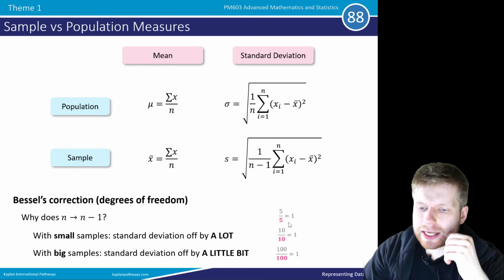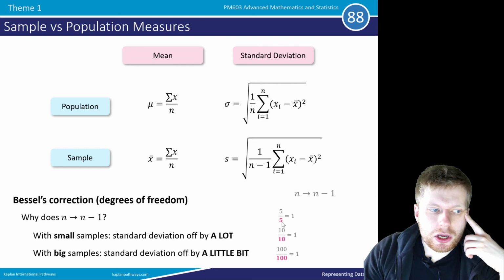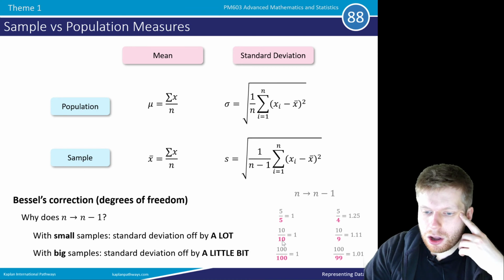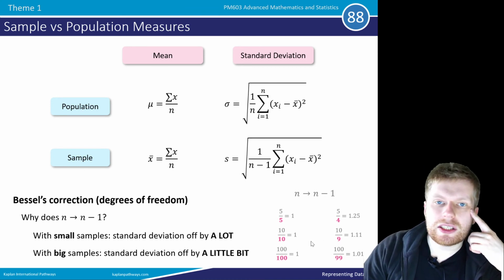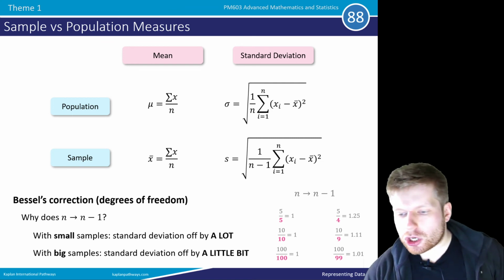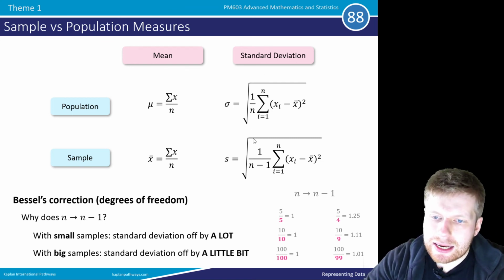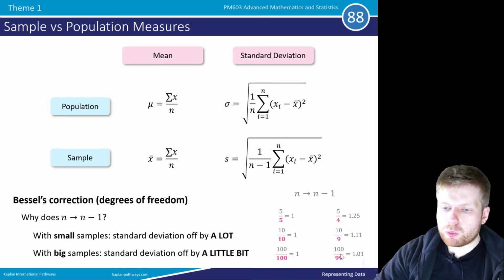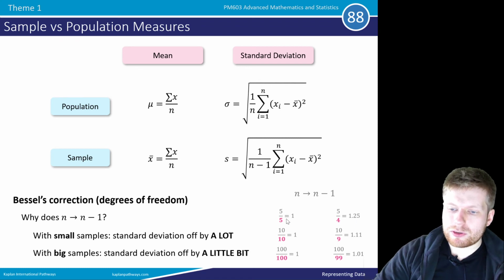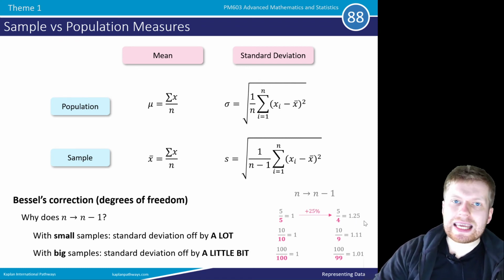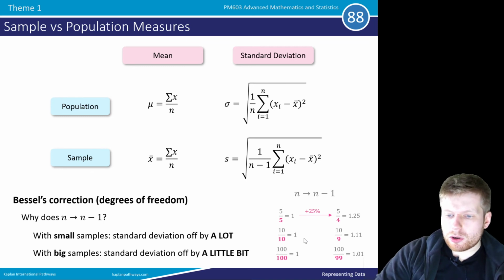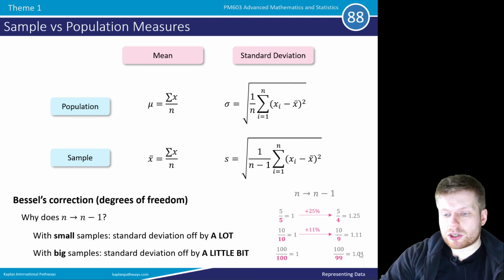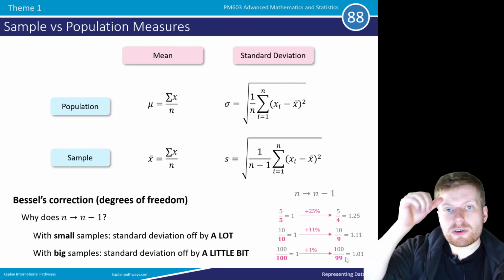I can illustrate this with this idea. If I change 5 over 5 to be 5 over 4, so I change this denominator to be 1 less, or if I change 10 to be 9, or 100 to be 99, I'm basically taking 1 away from each of the denominators. In other words, I'm making n become n minus 1. Watch what happens. No longer are these values worth 1, so 5 over 4 is 1.25, so it's gone from 1 to 1.25. That's an increase of 25%. If you look at the next one, it's gone from 1 to 1.11. That's an increase of 11%. If you look at the next one, it's gone from 1 to 1.01. That's an increase of 1%.